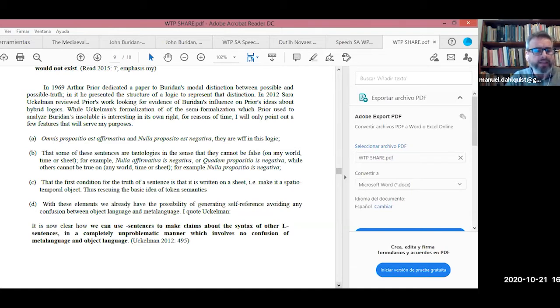C, the first condition for the truth of a sentence is that it is written on a sheet. This does justice to the idea that it is a temporal object. D, with these elements, we already have the possibility of generating self-reference, avoiding any confusion between object language and metalanguage. Say, you command, we can use a sentence to make claims about the syntax of another sentence in a completely unproblematic manner, which involves no confusion of metalanguage and object language.